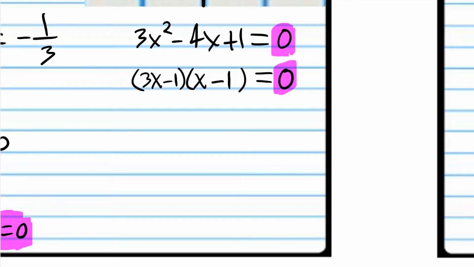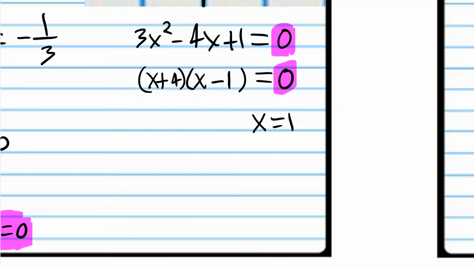Now, if this expression were, let's say, x plus 4 times x minus 1, then we could just see that the solutions are x is equal to -4 or x is equal to 1. And we just jump from this step to this step.